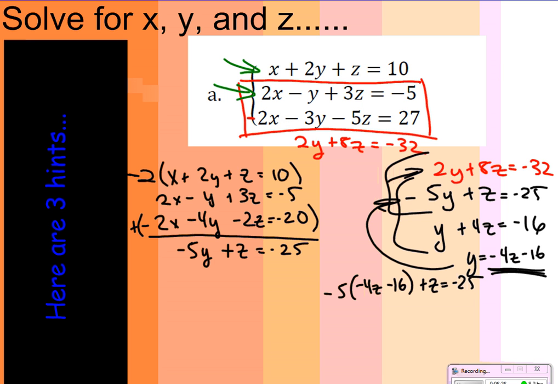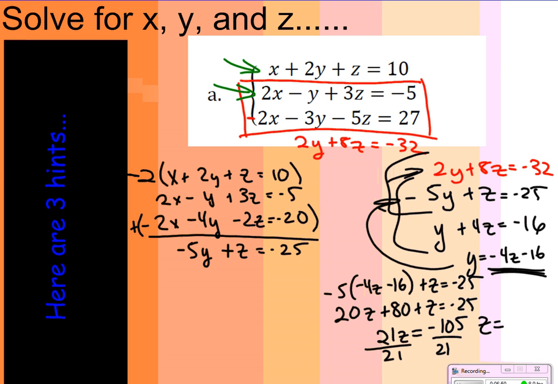So now I've got everything boiled down to just z. Okay, so now this becomes 20z. This becomes plus 80 plus z equals negative 25. So this becomes 21z, and then if I subtract that over, that becomes negative 105. So a little division, I get z to be negative, I think, 5. Yeah, z should be negative 5. 5 times 21 would give you 105. So z is negative 5. I know I did a lot of work just to come up with that.